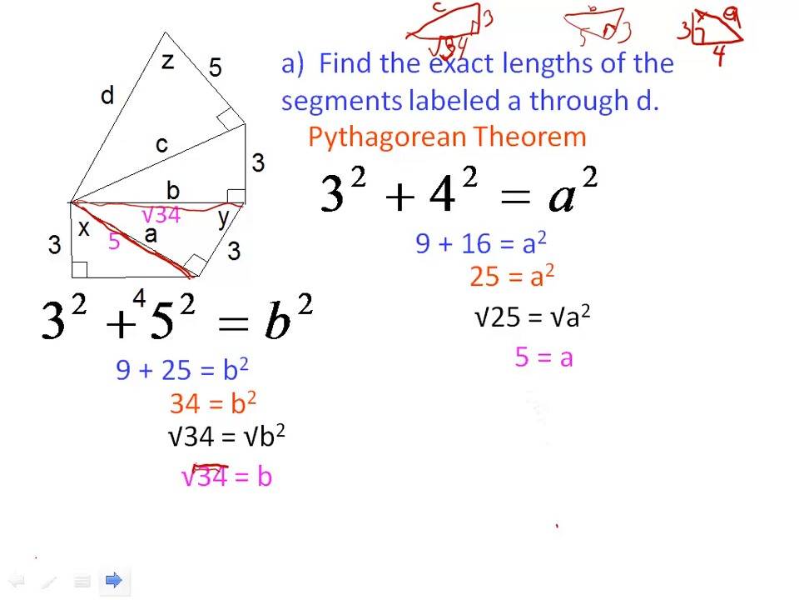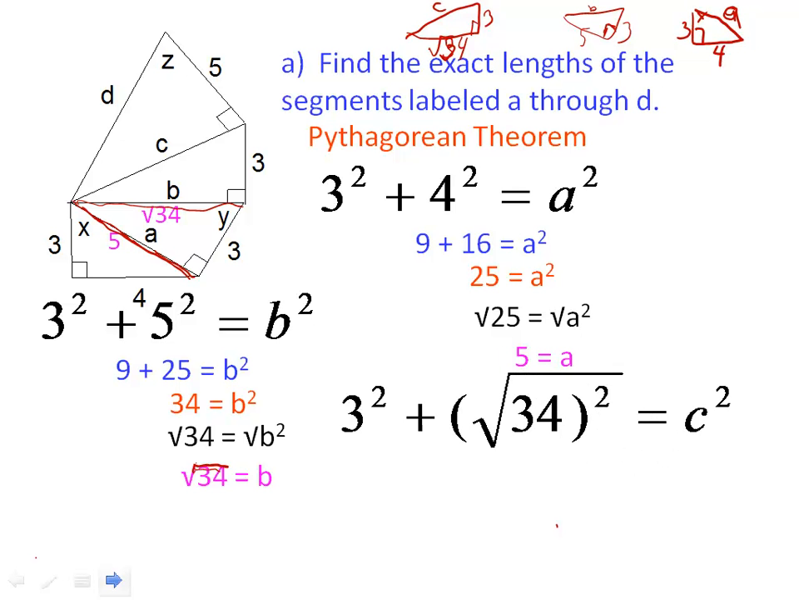So, again, Pythagorean theorem. 3 squared plus the square root of 34 squared equals C squared. And you're going to see, as you get into higher math, why these types of values are so much more useful if we leave them this way, if we don't get decimal approximations for them. Because when I take the square root of 34 and square it, what do I get? I get 34. So I get an integer value very easily here.